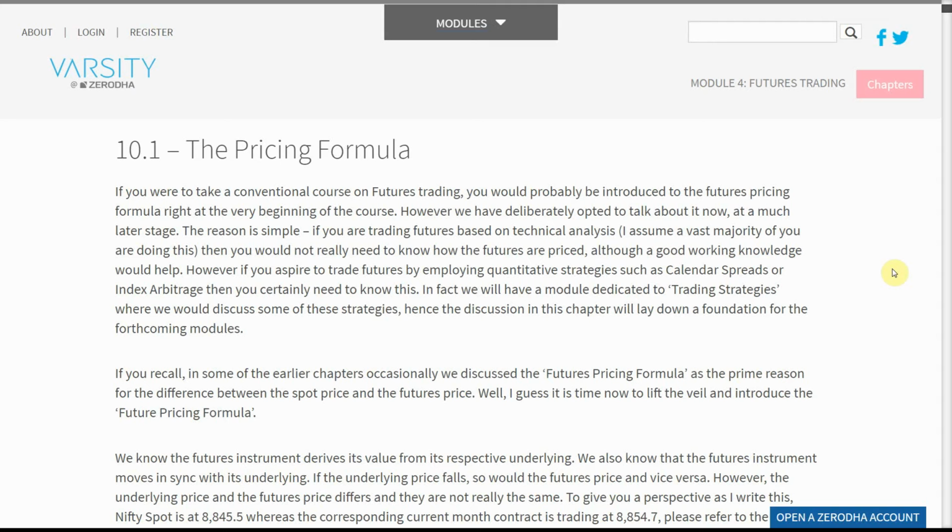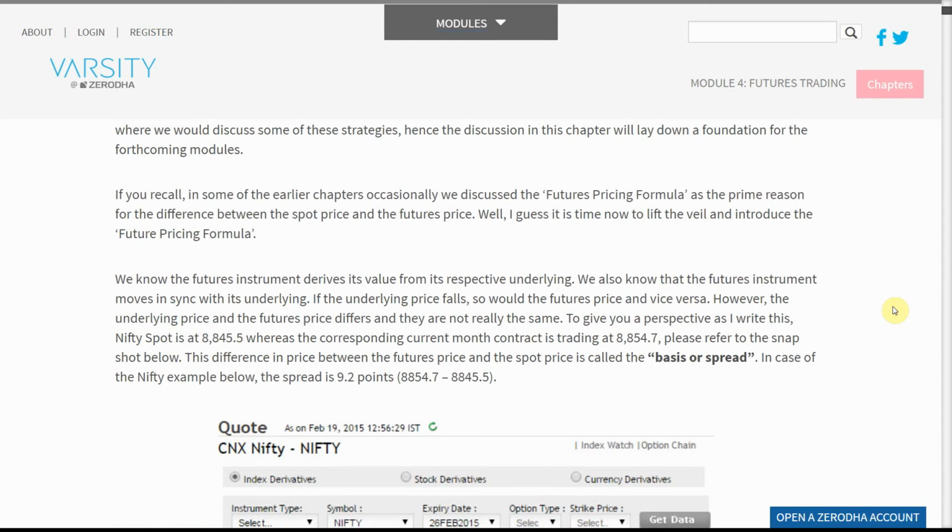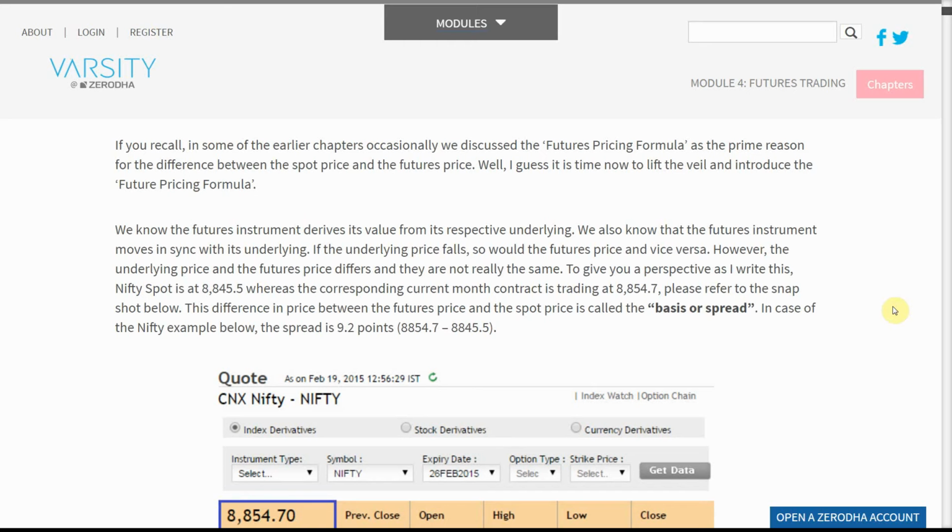knowledge would help. However, if you aspire to trade futures by employing quantitative strategies such as calendar spreads or index arbitrage, then you certainly need to know this. In fact, we will have a module dedicated to trading strategies where we would discuss some of these strategies. Hence, the discussion in this chapter will lay down a foundation for the forthcoming modules. If you recall, in some of the earlier chapters occasionally we discussed the futures pricing formula as the prime reason for the difference between the spot price and the futures price. Well, I guess it is time now to lift the veil and introduce the futures pricing formula.